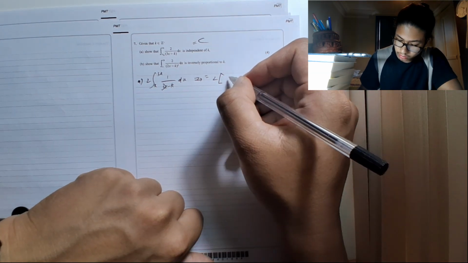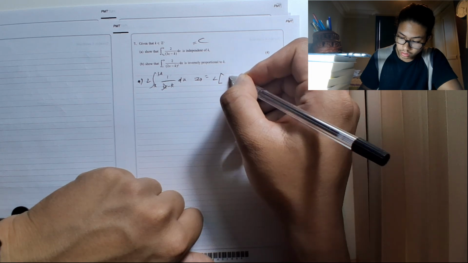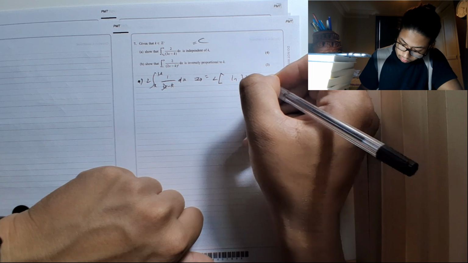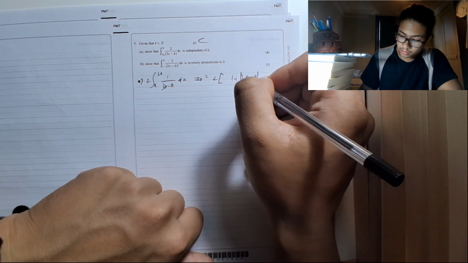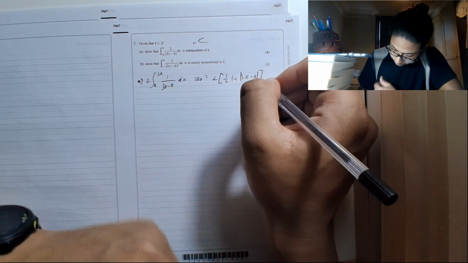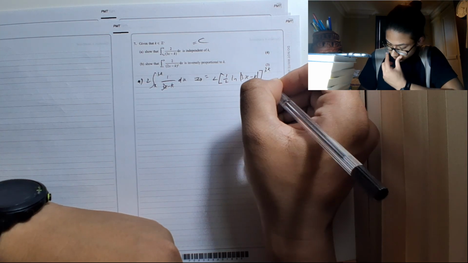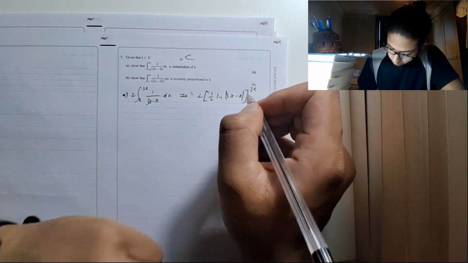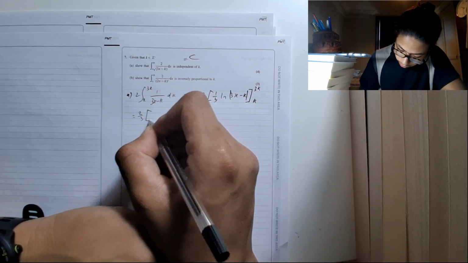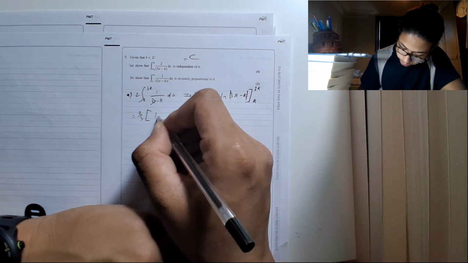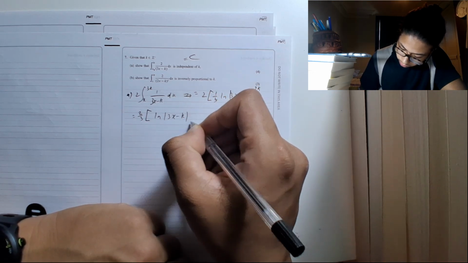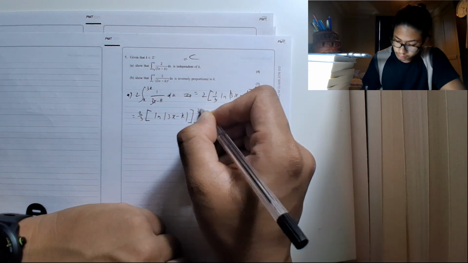It will be ln of the mod of 3x minus k, and then divide by the derivative of the inner function, which is 3, from k to 3k. So then I'm going to have 2/3 on the outside, and then ln of 3x minus k, still from k to 3k.